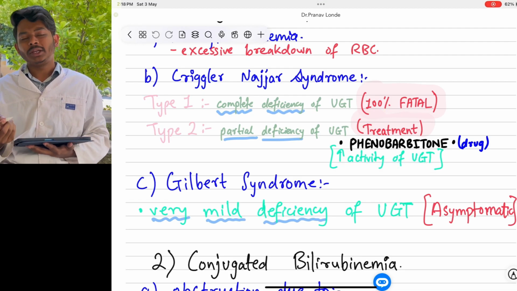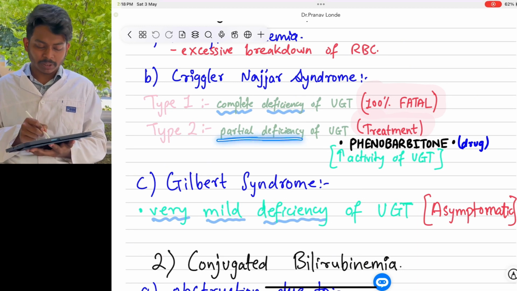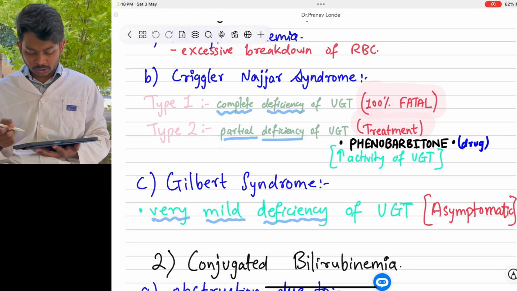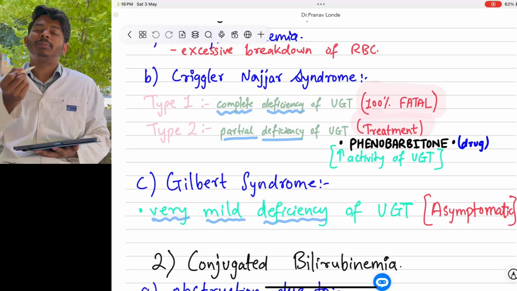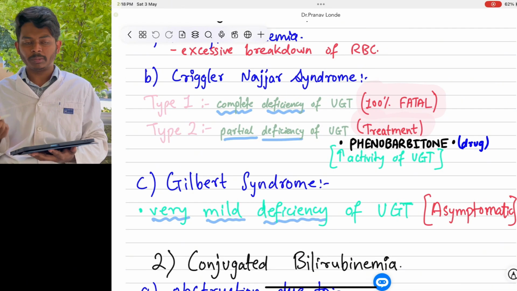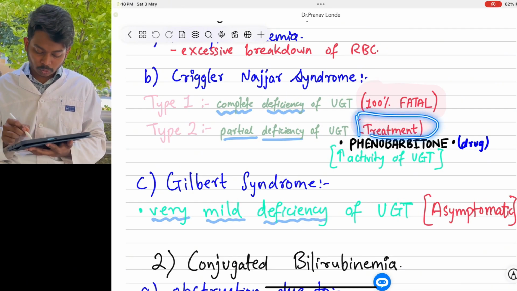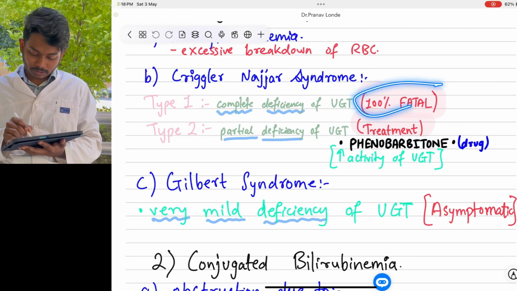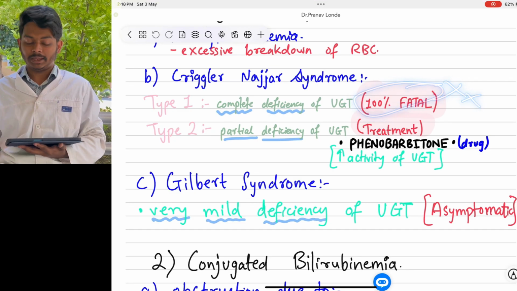So what happens in type 2? There is partial deficiency, we give phenobarbital, so the activity of UGT increases, that means it becomes normal. So normally the unconjugated bilirubin will convert into conjugated bilirubin, simple as that. So type 2 is treatable, but type 1 is 100% fatal, the patient may die.